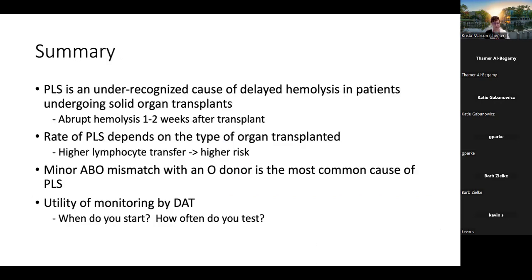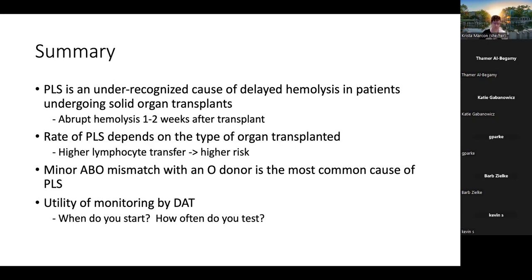So I know it is a short topic, but PLS is not something common to usually see every day.